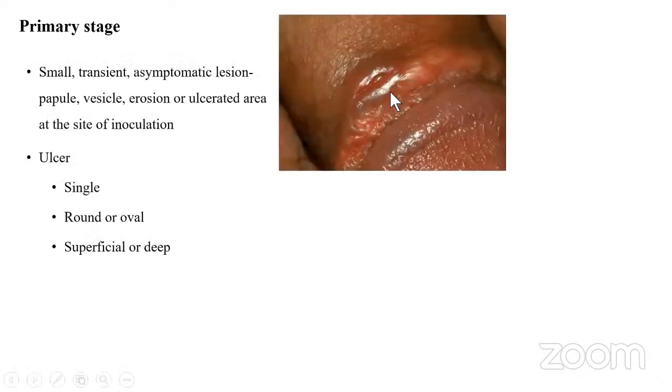In the primary stage, the classical lesion is a painless papule, vesicle, or erosion, which is very small and usually transient. The patient might not even notice it, okay? The ulcer is usually single. They are round or oval, and the ulcer can be superficial or deep. They usually heal without a scar within 3 days.